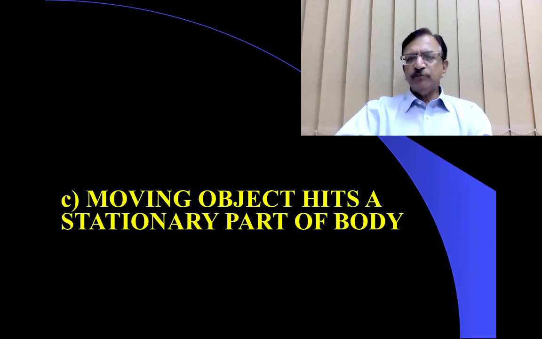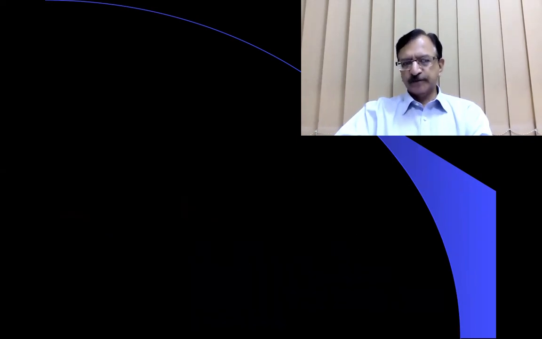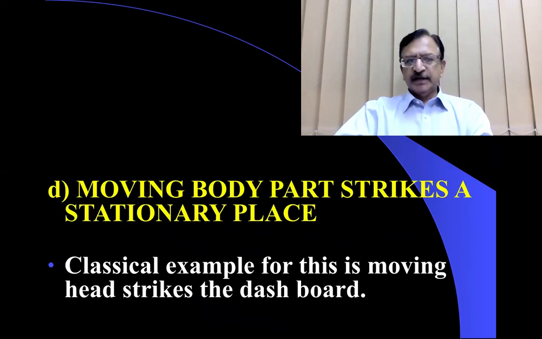Another example is when a moving object hits a stationary part of the body. When a moving object strikes a stationary body part like the skull, then the local damage is more. And when a moving body part strikes a stationary place, this is another example. The classical example of this is when the moving head strikes the dashboard.